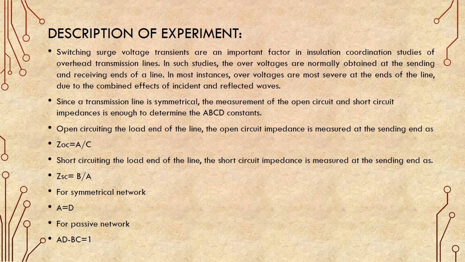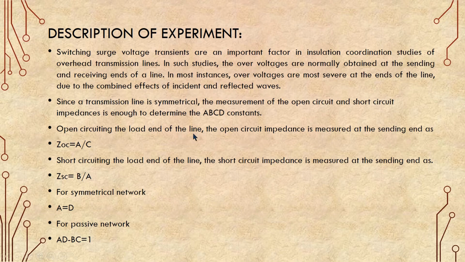Since a transmission line is symmetrical, measurement of open circuit and short circuit impedance is enough to determine the ABCD constants. From the ABCD constants we calculate the surge impedance loading, the propagation constant and the surge impedance. The propagation constant and the surge impedance are needed for analysis of the reflected wave, incident wave and surge wave, which doesn't depend on the load. For this analysis we need the surge impedance loading, the surge impedance and the propagation constant.